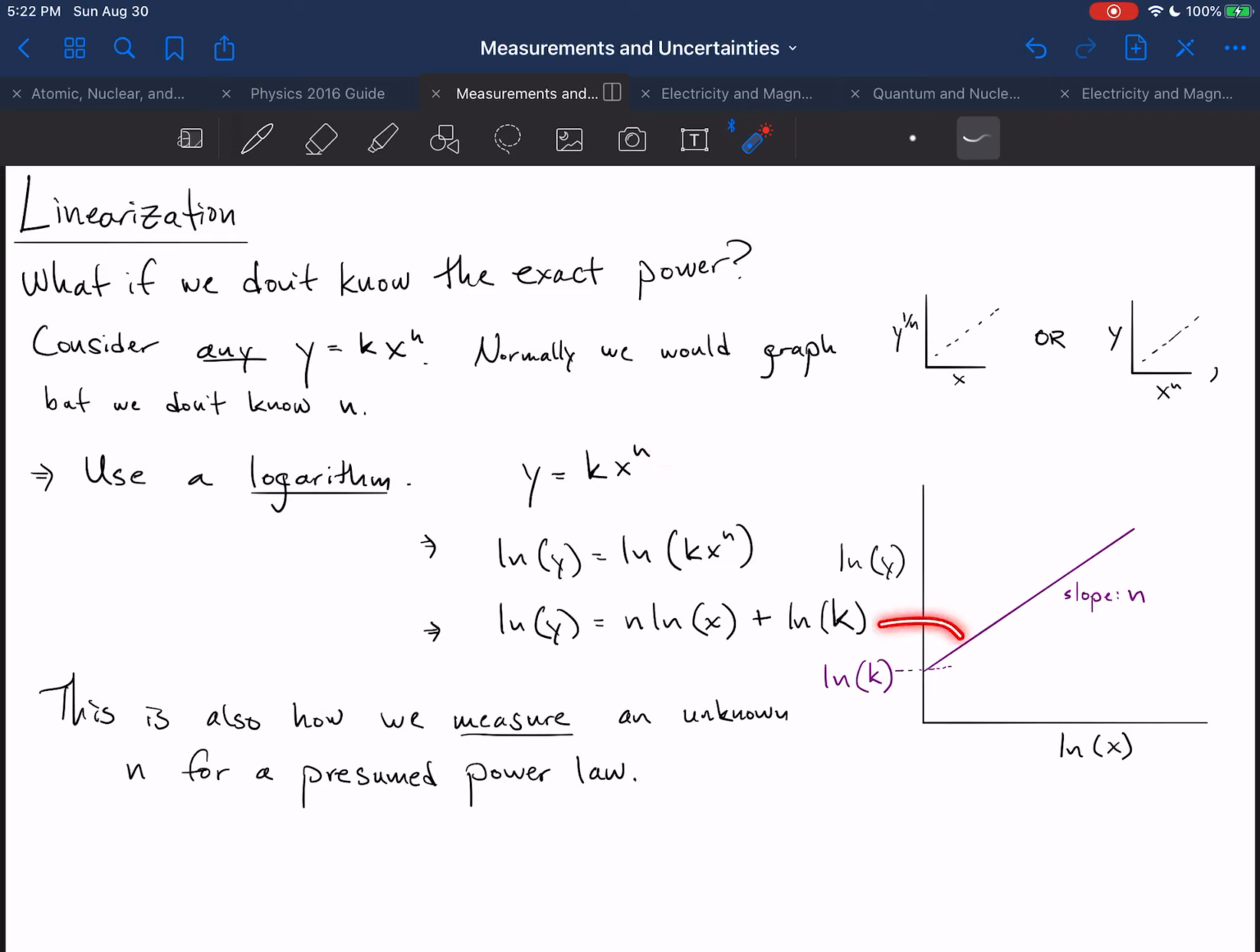Notice that the y-intercept of this particular graph will be equal to log of k. And you can verify that with log properties if you wish. So this is how we measure an unknown n for a presumed power law, and is a general way of linearizing any power law. Often it's straightforward if you know the relationship, but when in doubt, you can always take the logarithm of both your y and your x, and if it is a power law, you will be able to measure from the slope what the power is.